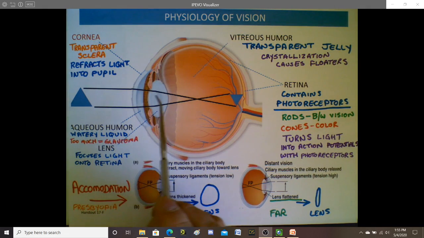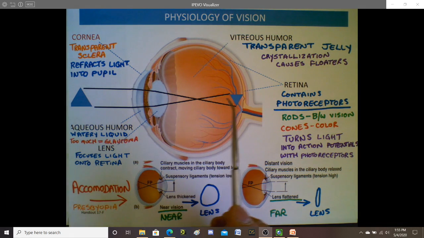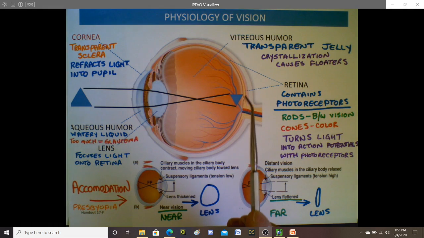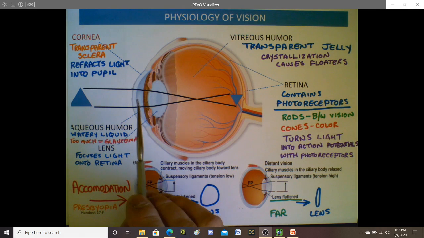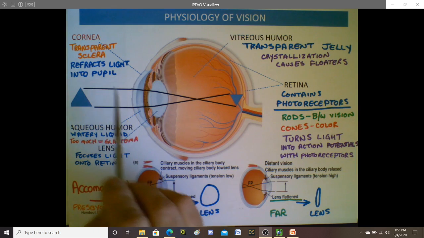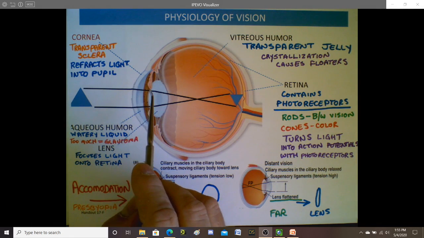Now all of the structures of the eye are going to be refracting the light and bending the light so that it can land on the surface of the retina, so that the retina can take that information and turn it into an action potential. So if you look at this, the first structure that the light passes through is going to be our cornea. So the cornea, that transparent sclera, is going to refract the light and angle it towards the pupil.